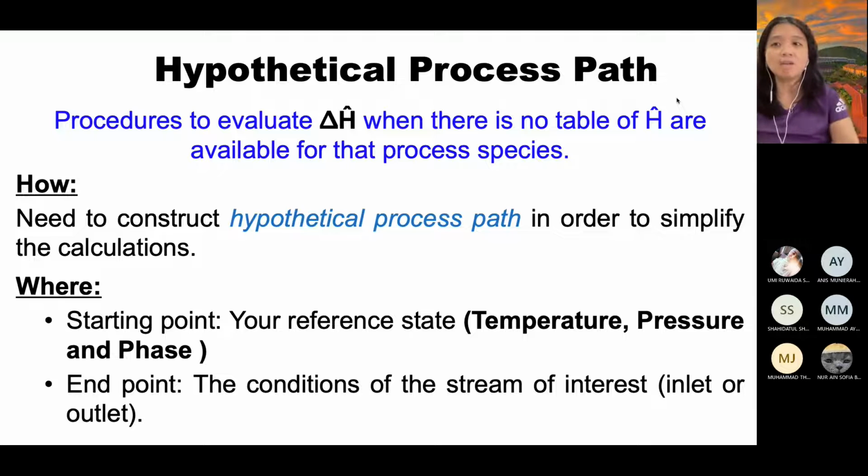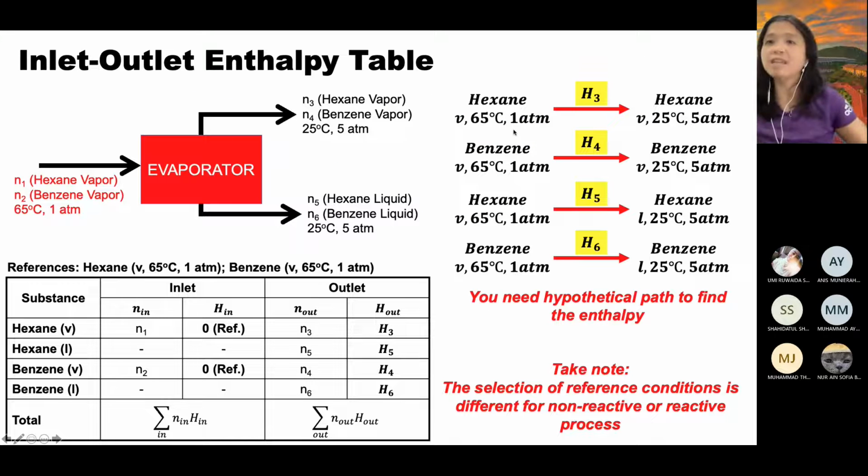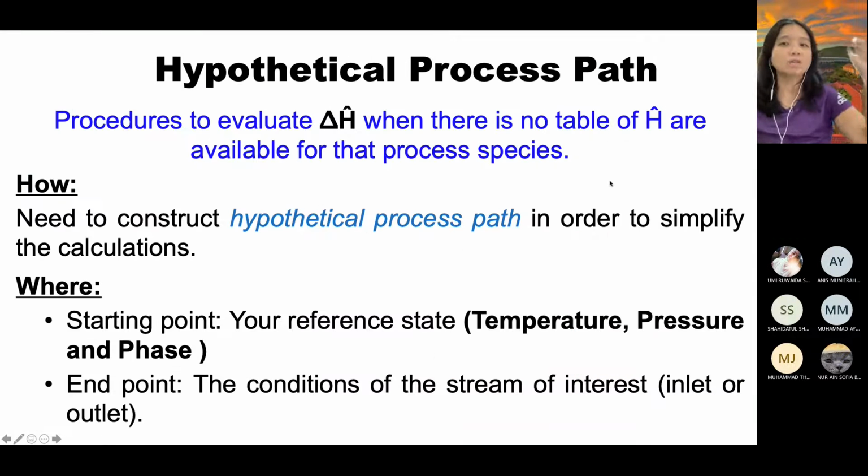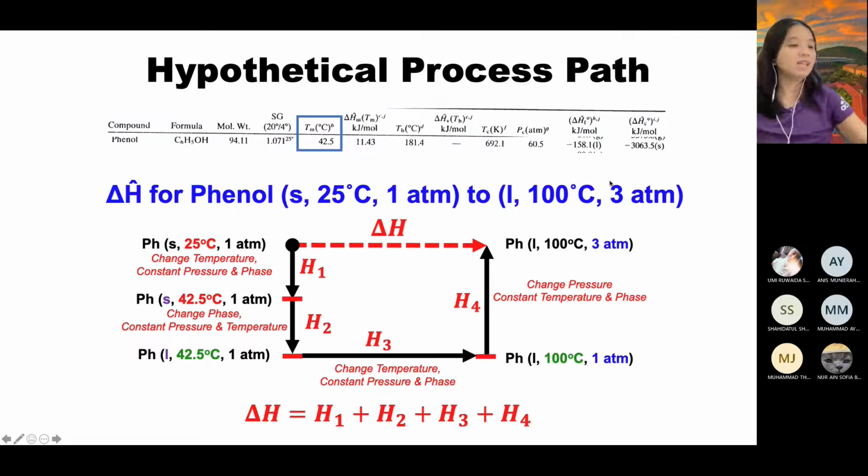Kamu kena tahu starting condition kamu mesti reference condition. Again, starting condition mesti reference condition yang kamu pilih. The end point is condition apa enthalpy yang kamu nak kira. Contohnya dalam kes ini, starting dia adalah reference condition. Dia punya end point dia adalah pengiraan untuk enthalpy mana yang kamu sedang kira. That will be your end point. So dah tahu starting, dah tahu end, baru buat hypothetical process path.